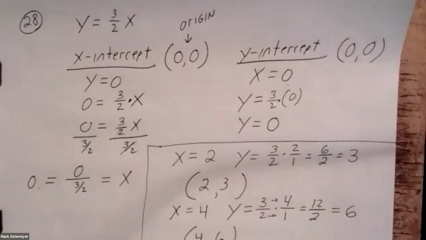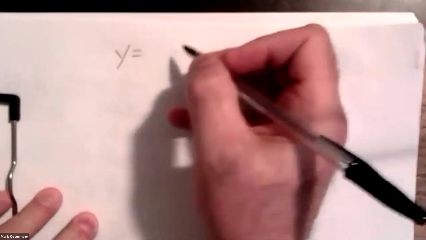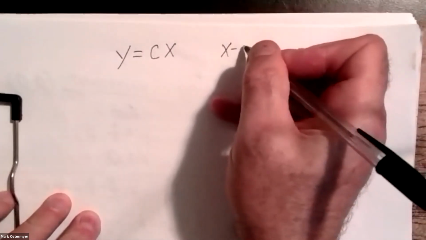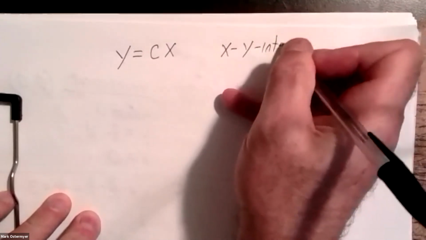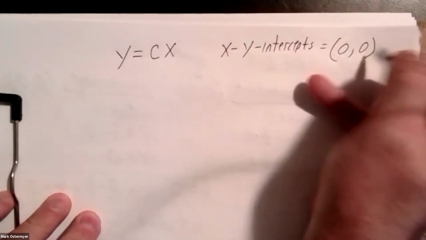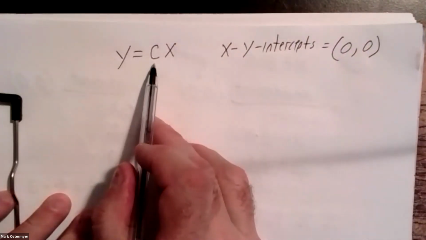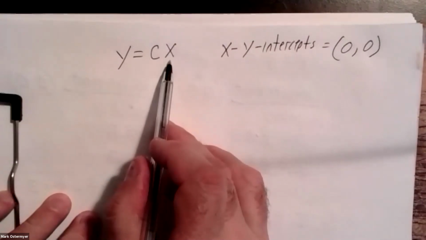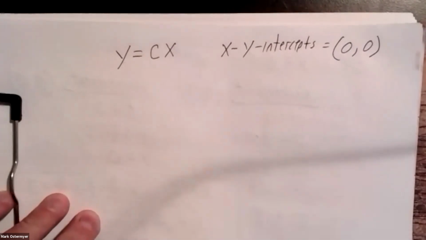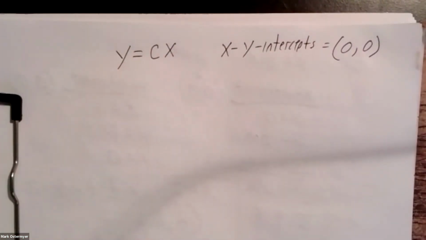Okay, in general, that's always going to be true. Whenever you have a linear equation that looks like this in general, where y is equal to some number c times x, both the x and the y intercepts will be the same point. They're always going to be the origin (0, 0). c is just some number. Whenever your linear equation looks like this, your x and y intercepts will always be the origin.